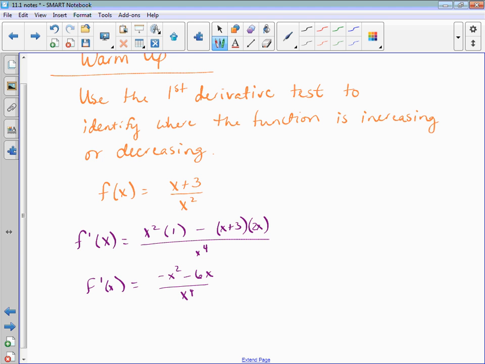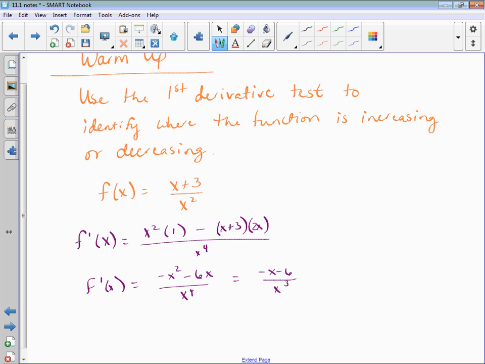Can I reduce that? Okay. So if I take out an x from each, what am I left with on the numerator? Negative x minus 6 over x cubed.